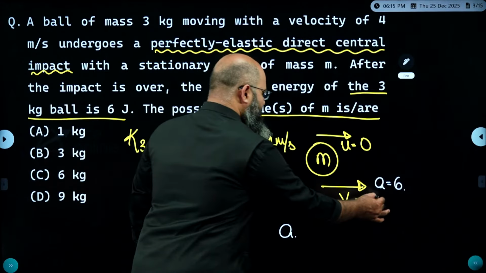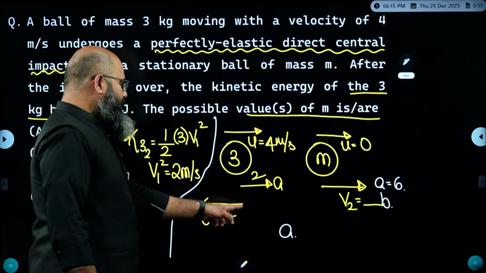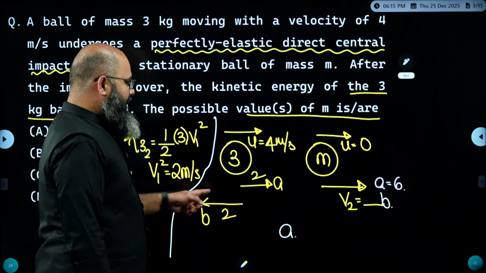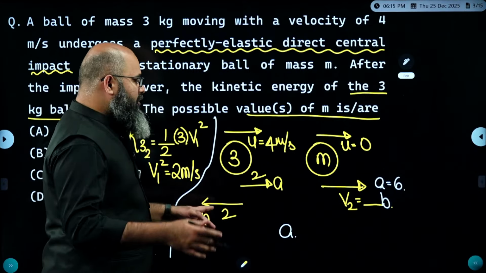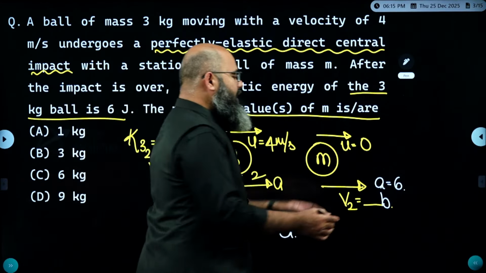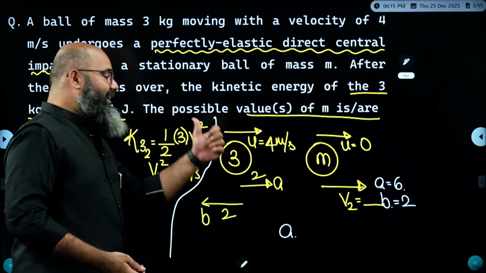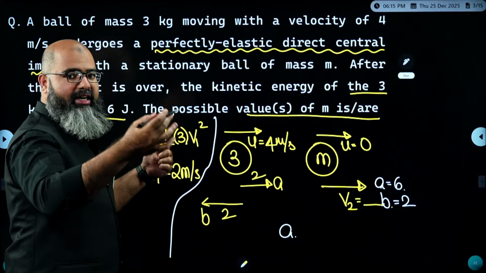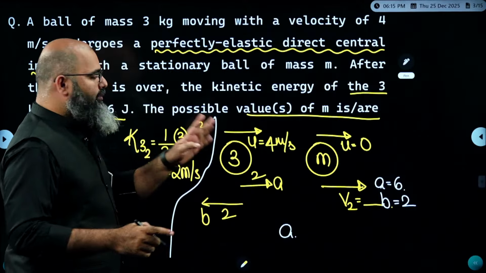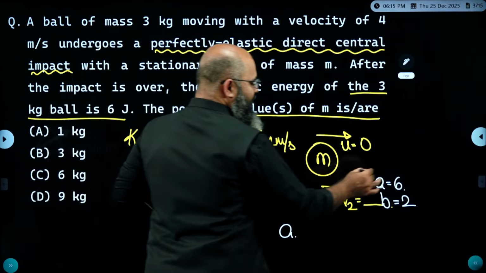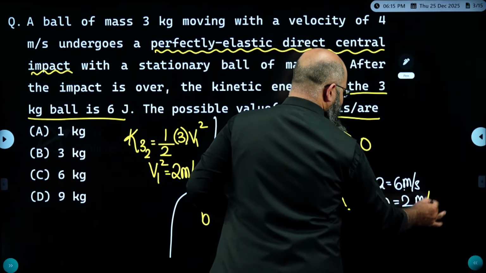Coming to B bit. If the velocity over here is 2 this way, then for maintaining the relative velocity to be again 4, he should move over here forward with 2 meter per second only, because positive 2 minus negative 2 will be equal to 4, minus of minus is plus. So 2 minus of minus 2 will again give me 4. So the velocities possible over here are 6 meter per second and 2 meter per second.